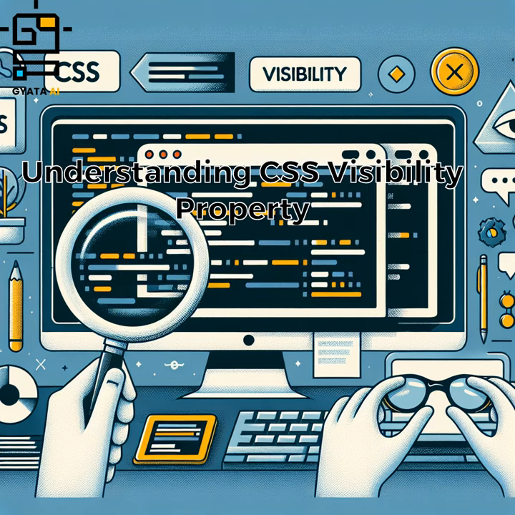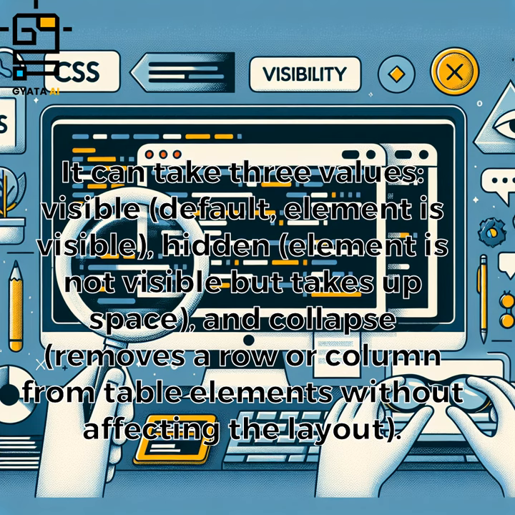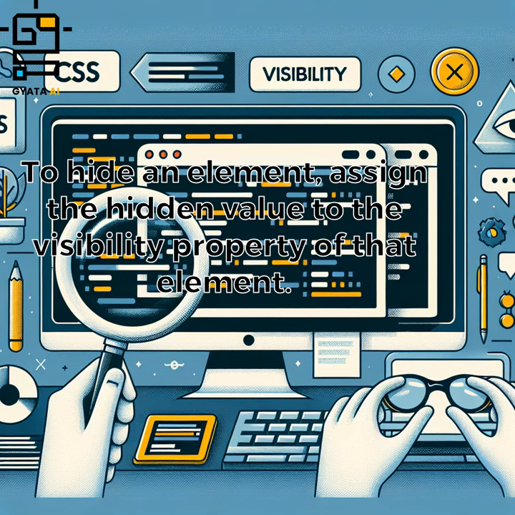Understanding the CSS visibility property: it can take three values. Visible, the default, means the element is visible. Hidden means the element is not visible but takes up space. And collapse removes a row or column from table elements without affecting the layout. To hide an element, assign the hidden value to the visibility property of that element.